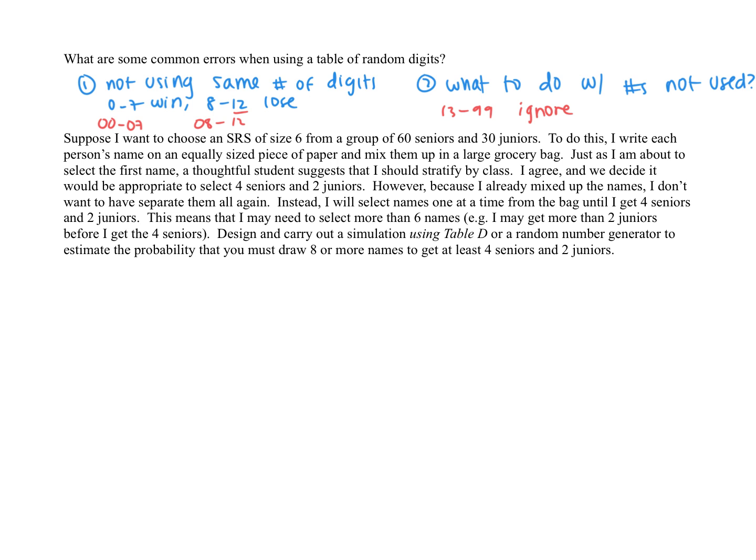Design and carry out a simulation using a table or a random number generator to estimate the probability that you must draw 8 or more names to get at least 4 seniors and 2 juniors. Okay, so this one's significantly more complicated than the ones that we've done. In a minute, I'm going to have you just chat with the person next to you and write down how are you going to define your digits and then try to design your simulation.